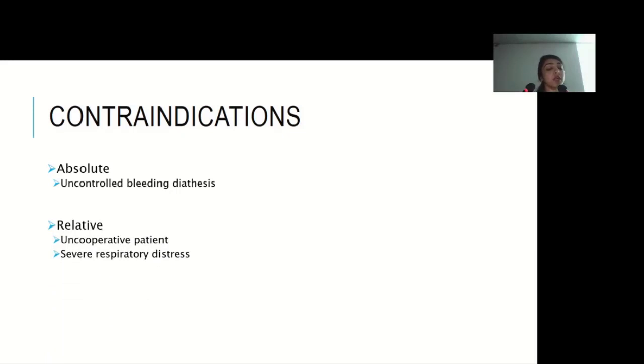Renal mass, or if there is a derangement of the coagulation profile. So describe the contraindication, absolute or relative. So what are the absolute contraindications? Dr. Najam is very right. The absolute contraindication is uncontrolled bleeding diathesis, while the relative contraindications are if the patient is uncooperative or having severe respiratory distress. They are relative because we can change the position and the approach to do that PCN.